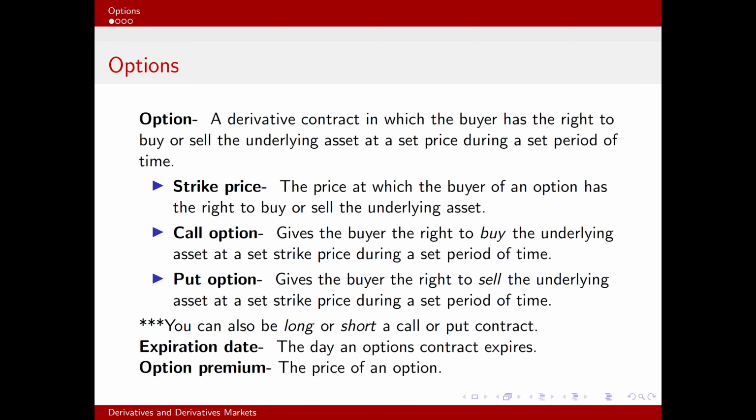Now, this is going to get a little bit complicated, so we're going to look more in depth at what I mean by this later on. But you can also be long or short a call or put contract. So that means that in net you could have four different positions on an options contract. You could have a long call, a long put, a short call, or a short put.